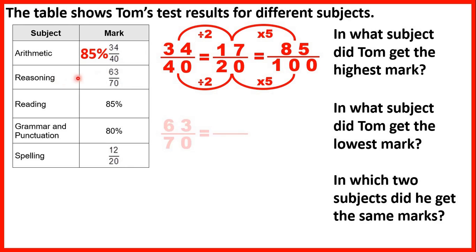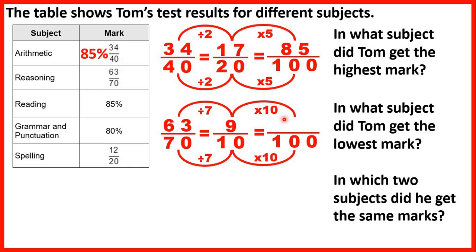Now, in reasoning, he got 63 out of 70. Again, we need to simplify first because 100 is not in the 70 times table. If we divide the numerator and denominator by 7, that gives us 9/10, which we can see is the same as 90/100, so 90%. And in spelling, he got 12 out of 20.